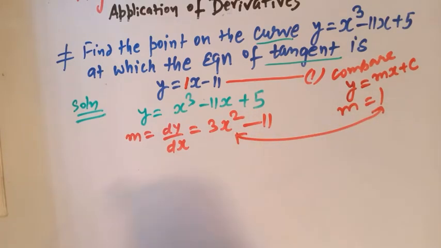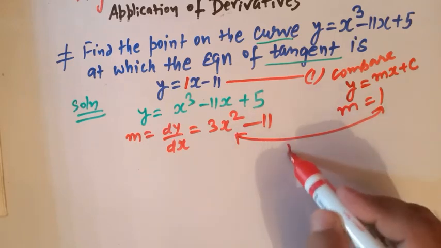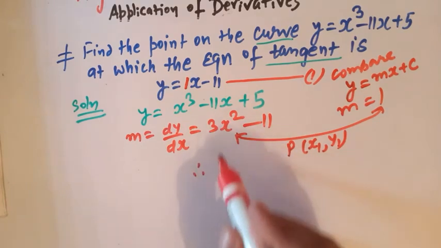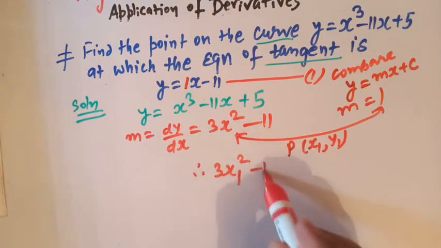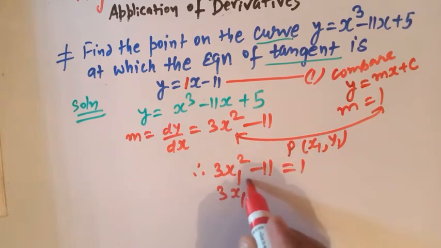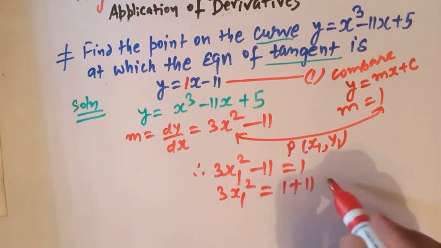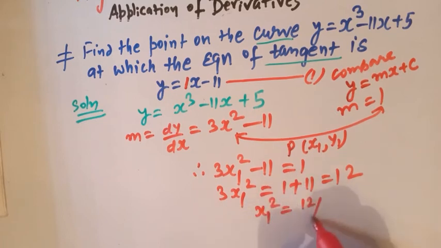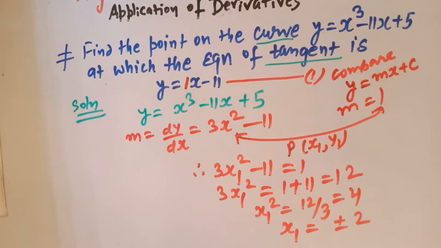Clear? For some point (x1, y1), therefore we write 3x1² − 11 = 1. Clear? So 3x1² = 1 + 11, that is 12. So x1² is 12 divided by 3, that is 4, or x1 = ±2. Clear? So viewers, here we have obtained the x coordinate of that point.